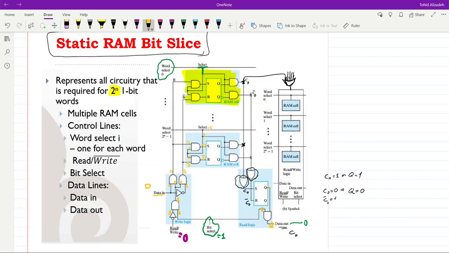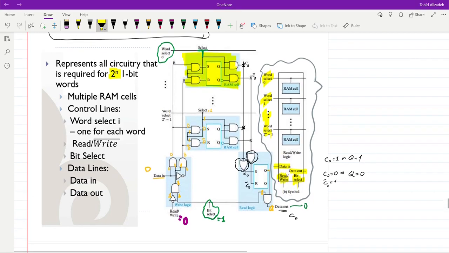And here you can see the block diagram in a more compact form as a single block. We have the data in input over here. We have the data out. Data is provided to the outside. The bit select is used in order to select this slice, and then we have the read write command as well. And on the right side here we have the address input. So that's what we have for the static RAM bit slice.